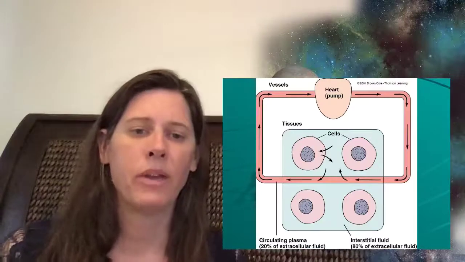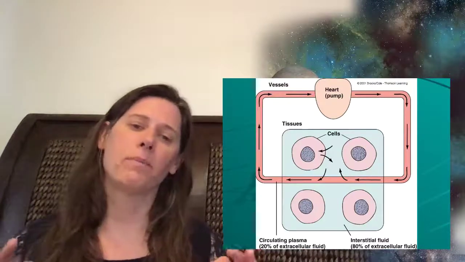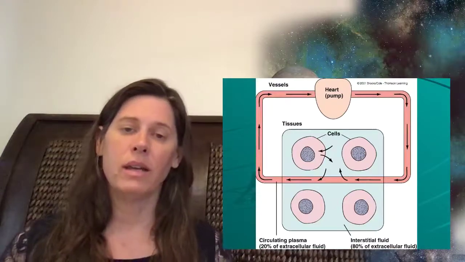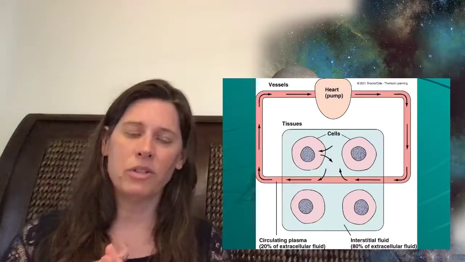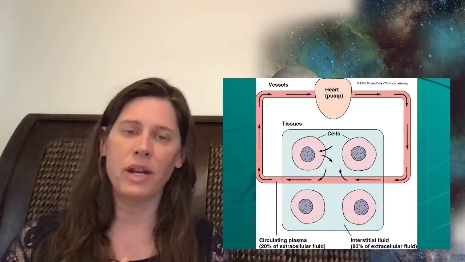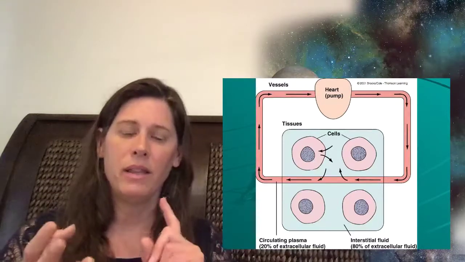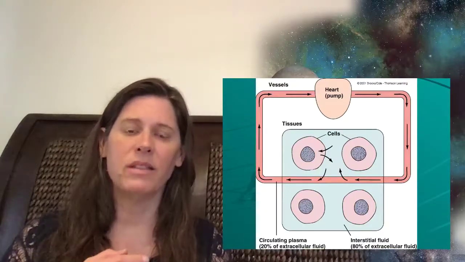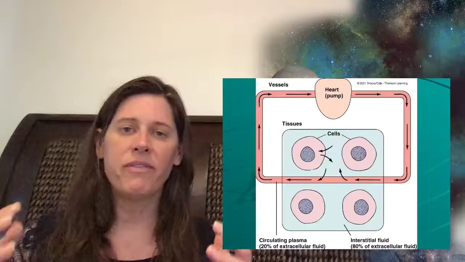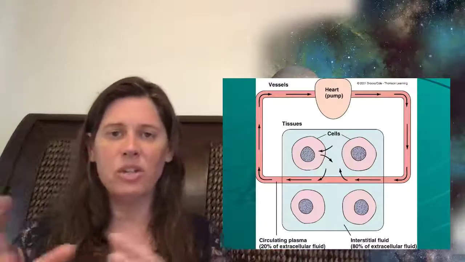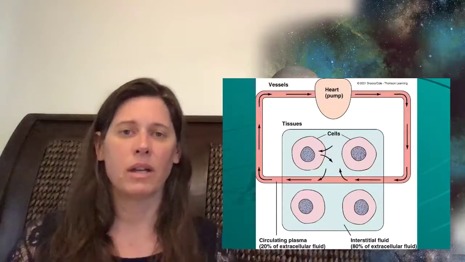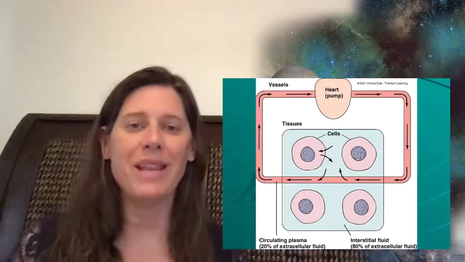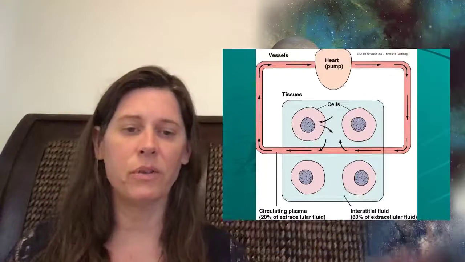Okay, so keep these body compartments, fluid compartments, straight. Plasma and interstitial fluid, both of those are ECF, extracellular fluid, and intracellular fluid, or cytoplasm, is inside of the cell. So this is all fluid that can exchange nutrients in and out. Okay, very important. And that's what our planet is based on, the exchange of fluids.